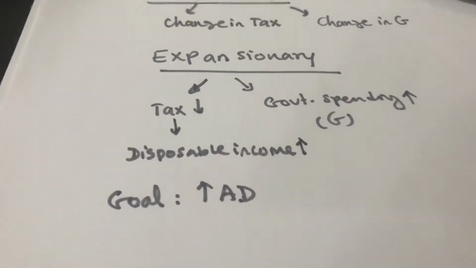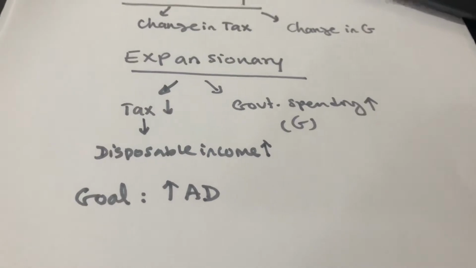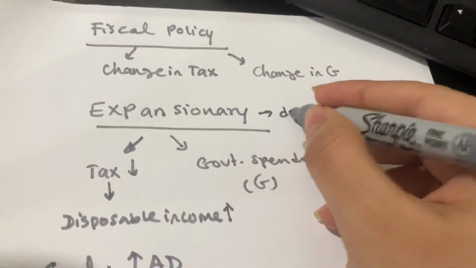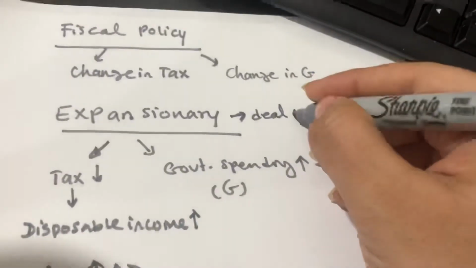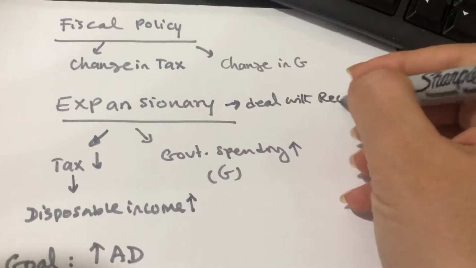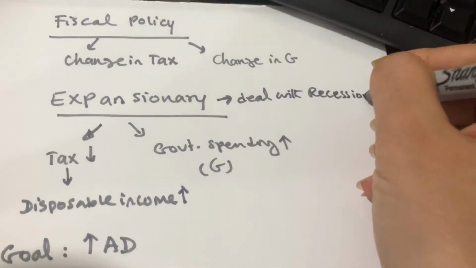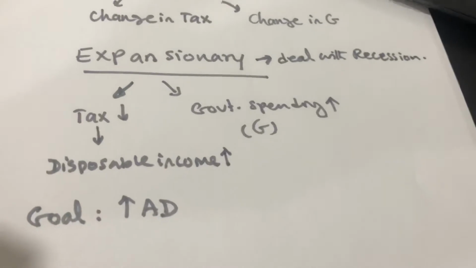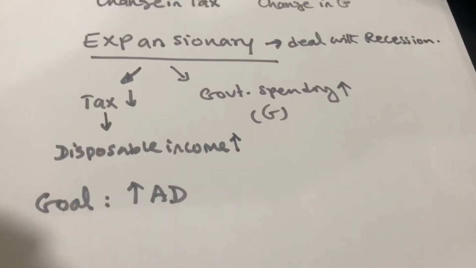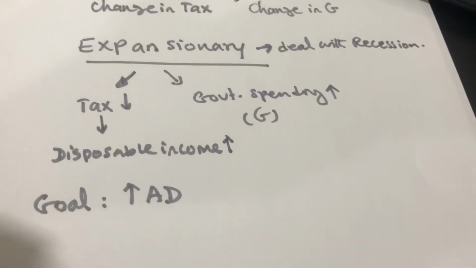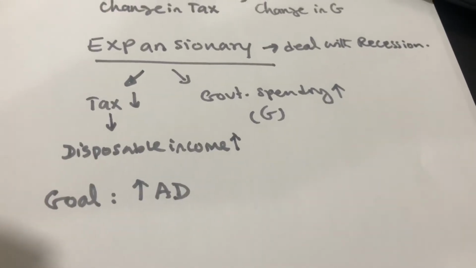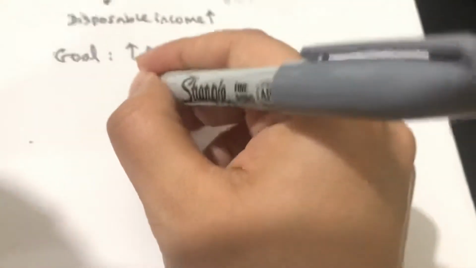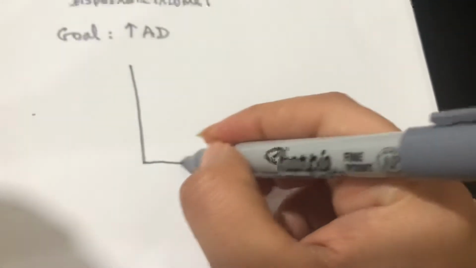And again, we have the expansionary fiscal policy here because we have recession. So let me write it down. So we are trying to deal or fight with recession. And remember, whenever we have recession, it means that there is a gap between the actual GDP and the potential GDP. We have a recessionary gap because the aggregate demand is low. So let me draw our aggregate demand and aggregate supply.